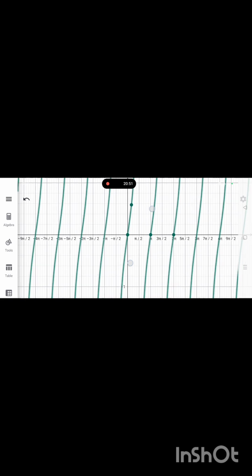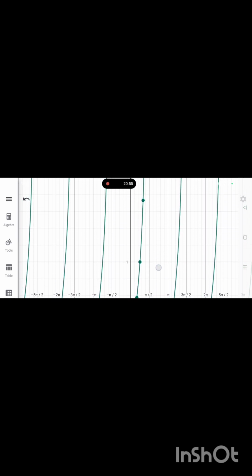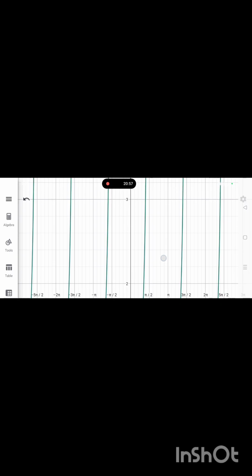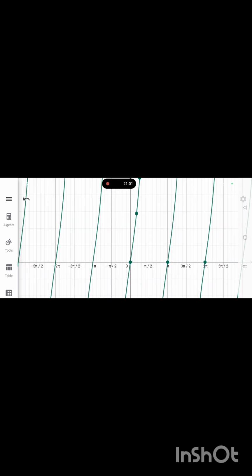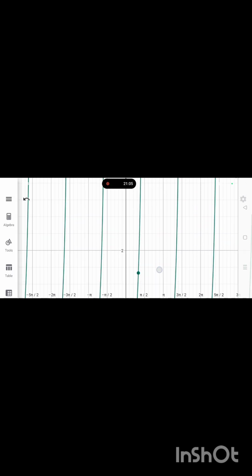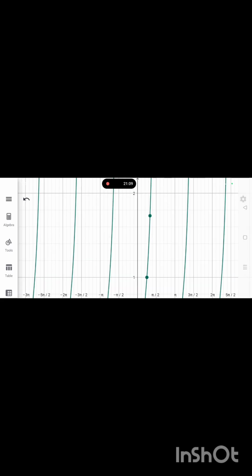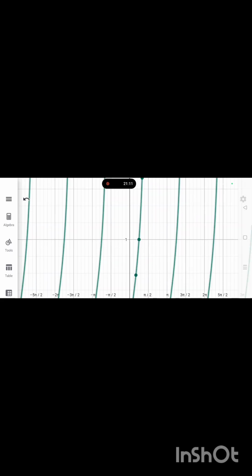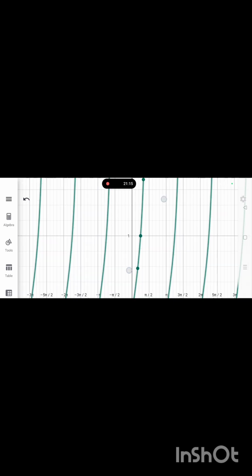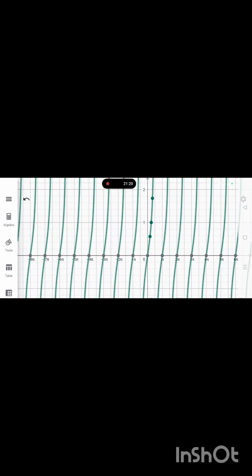Output can be anything, but look at this wave. It is not touching that next line. The wave is increasing from 0, but it is not touching pi by 2, so it will not reach there. So it is for all real numbers in between minus infinity to infinity. Output is any real number you will get, but it is not minus infinity and plus infinity.